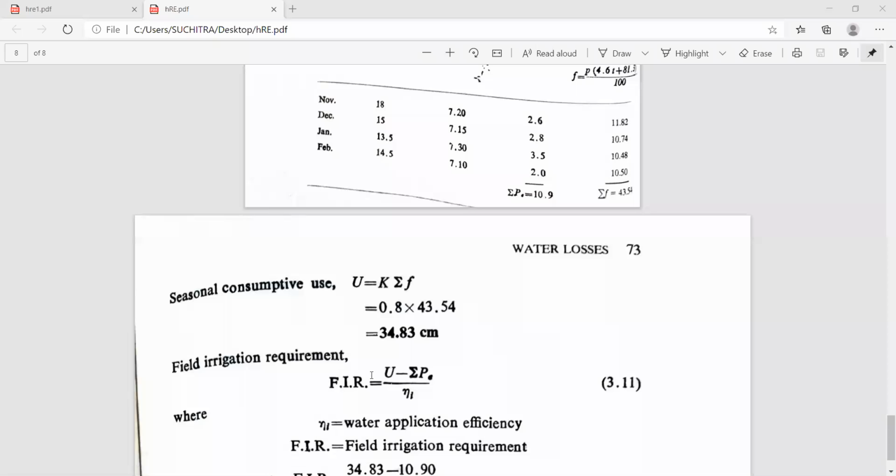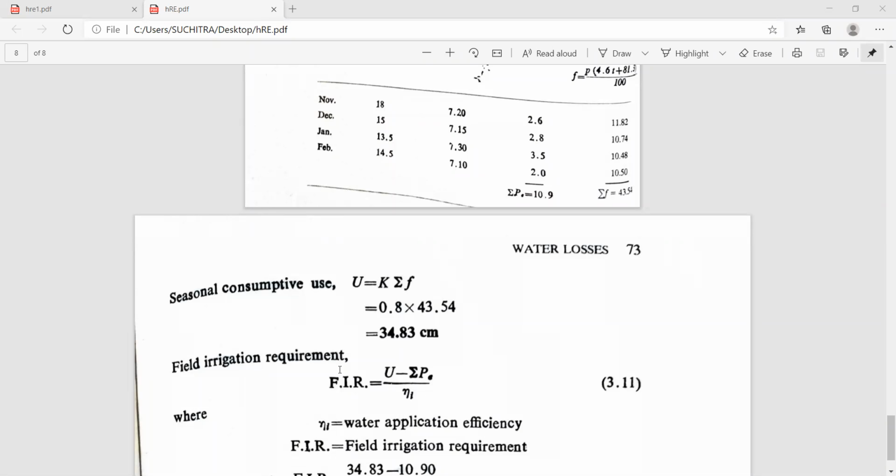That is for that particular wheat crop, right from the month of November to the month of February. What is the field irrigation requirement? That is given by the formula: the total consumptive use minus sigma PR, where PR is nothing but the rainfall that has occurred, divided by the water application efficiency.